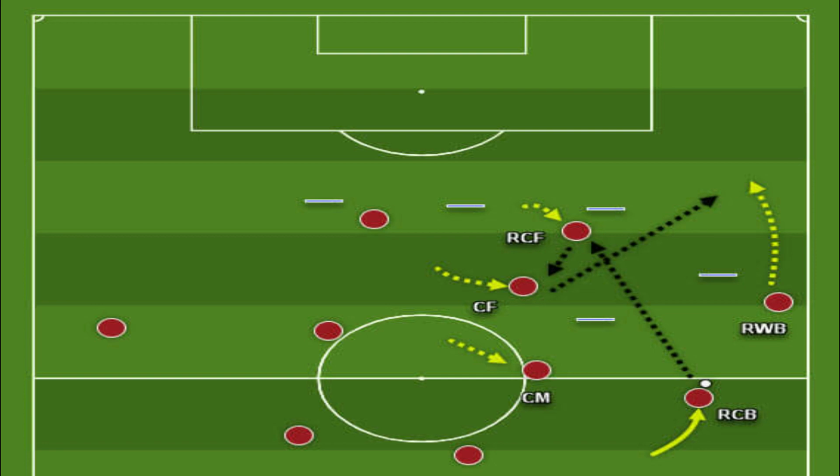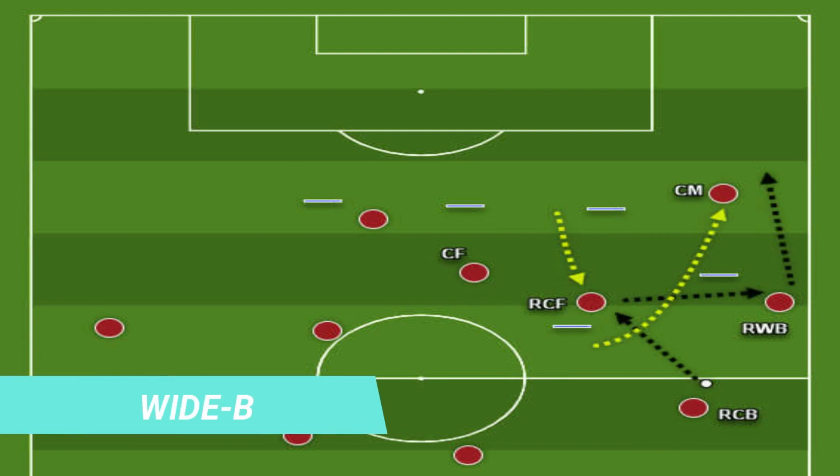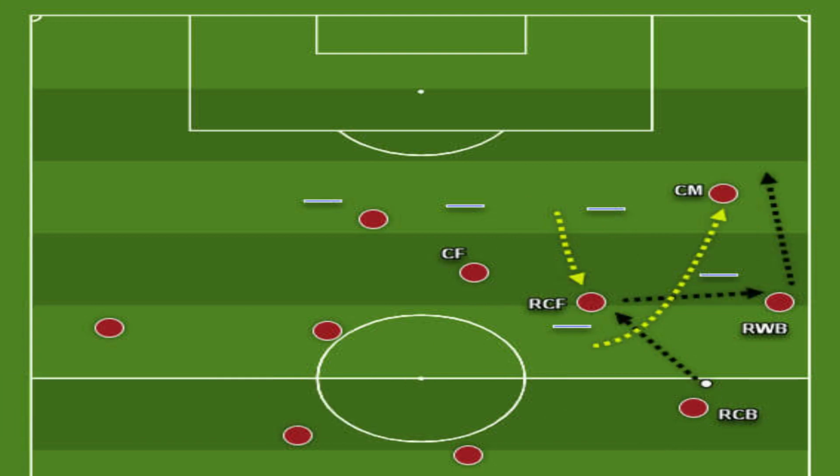Wide B play starts with the right center back taking 1 touch forward, which then is the trigger for the center midfielder to spin and make a run into the space behind the opposition fullback who will be occupying the right wing back.